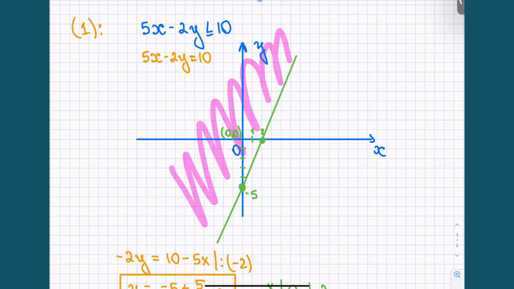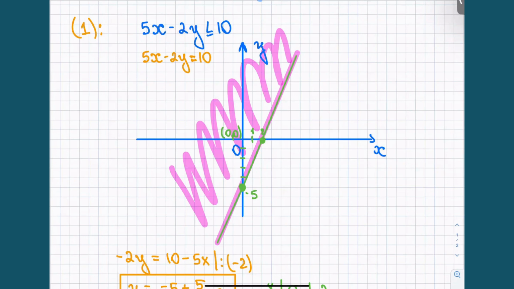So let me summarize it one more time. The solution to the inequality number 1 will be that pink shaded region, together with all the points on this straight line. Why? Because we do not have a strict inequality. We have the 10 value included in the solution. So all the points that lie on the straight line, if you plug them into this inequality, will give you 10 on the left-hand side, which is equal to 10, so it holds.